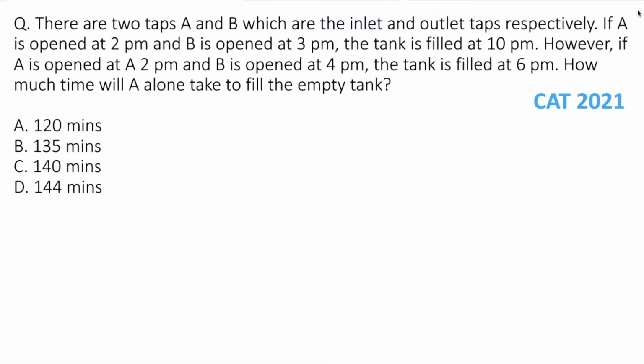So there are two taps A and B, which are the inlet and outlet taps respectively. If A is opened at 2 p.m. and B is opened at 3 p.m., the tank is filled at 10 p.m. However, if A is opened at 2 p.m. and B is opened at 4 p.m., the tank is filled at 6 p.m. How much time will A alone take to fill the empty tank?